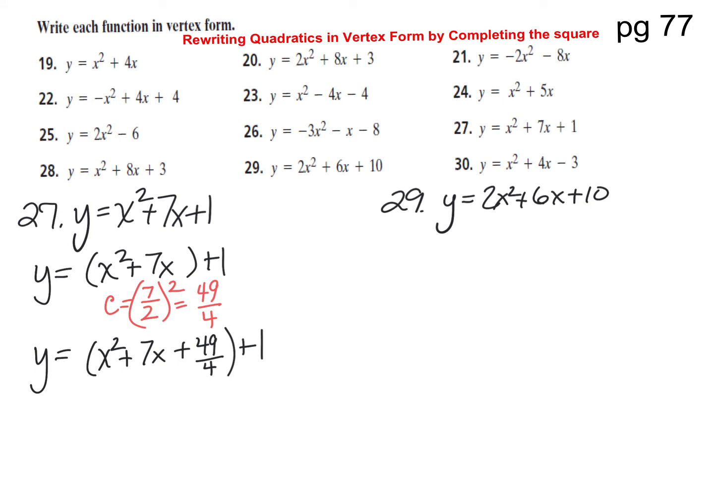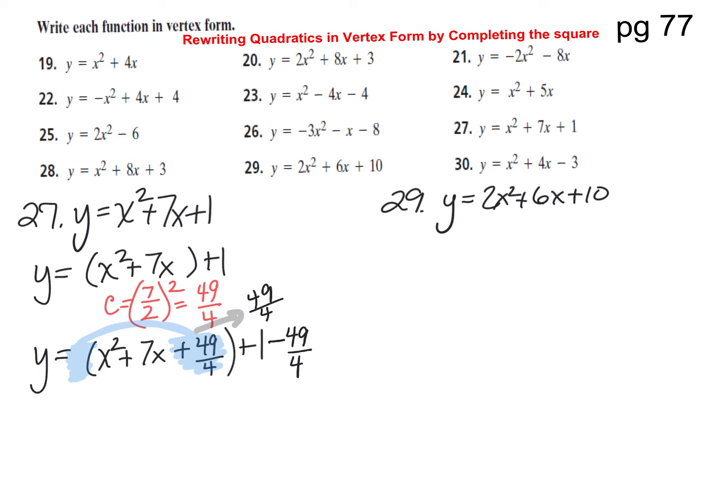Now I'm going to multiply the number outside. There's not one here, I realize, but I just want us to be in the habit. Multiply these two numbers, and I would get positive 49/4. Ooh, that was crazy. So I'm going to subtract 49/4 to make it balanced.